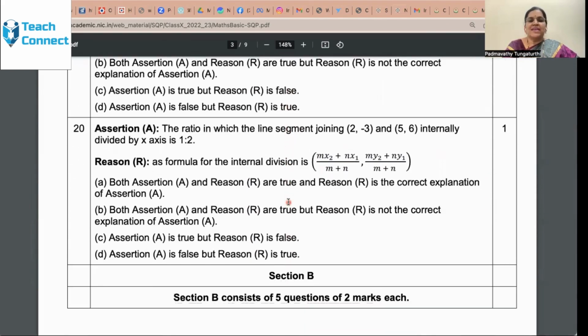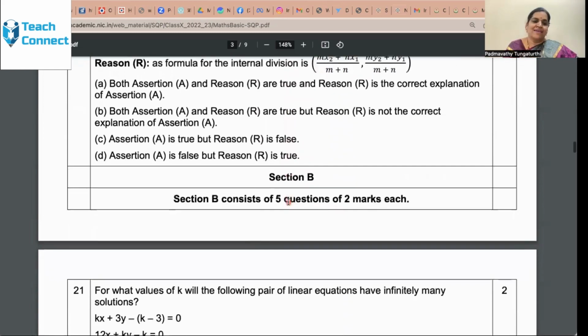The ratio in which the line segment joining (2, -3) and (5, 6) is divided internally. One time it is internally, one time it is externally. It's all fun to do mathematics. Then, what's the difference between the formula to solve it internally and solve it externally?